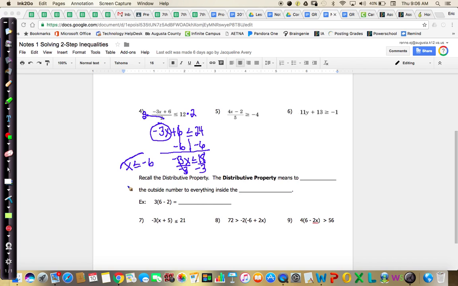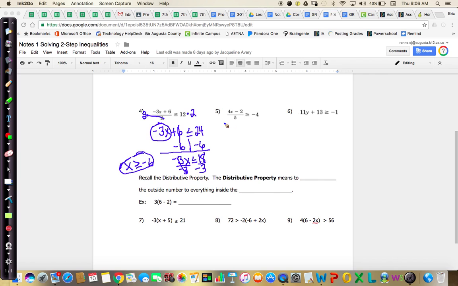Now, you can see I made a mistake. So see if you can think about what mistake I made. That's correct. I forgot to flip the symbol. So make sure you always flip the symbol when you're dividing both sides by a negative, or multiplying both sides by a negative.